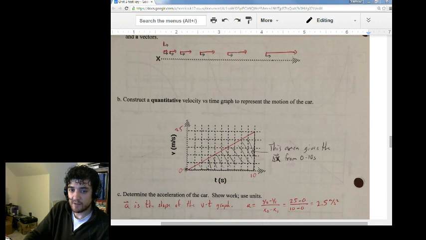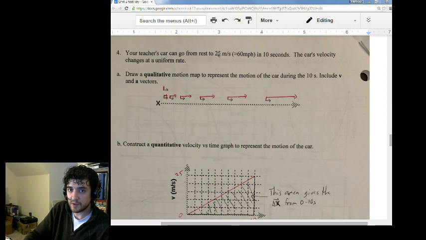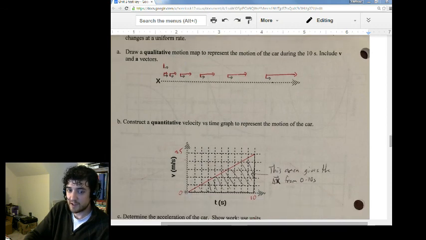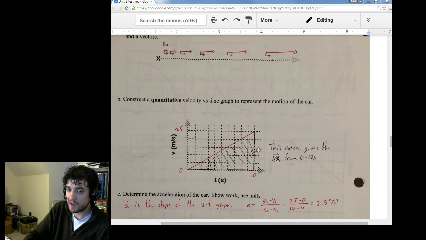Our velocity time graph. We're told it starts at 0, it gets to 25 in 10 seconds. So at 0 seconds, we're going 0. At 10 seconds, we're going 25 meters per second. Connect those 2 points with a line. The slope is acceleration. Area gives us displacement. The y value gives us instantaneous velocity.